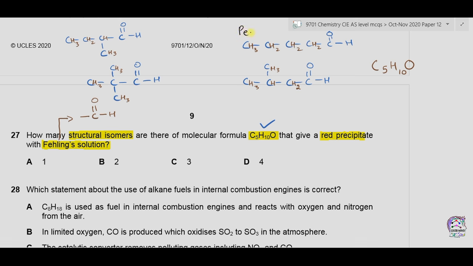The names of these compounds are, the first one is having 5 carbon atoms in the long chain, so it is pentanal. Second one is having 4 carbon atoms in the long chain and methyl group is attached with the third one, so it is 3-methylbutanal. In the third structure, we have methyl group attached with the second carbon atom, so it is 2-methylbutanal.